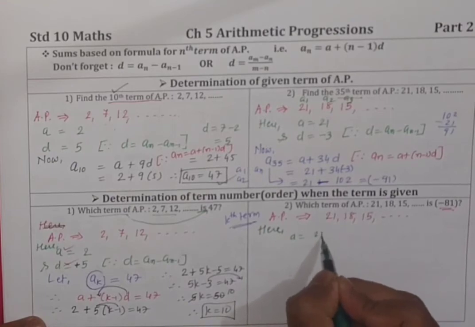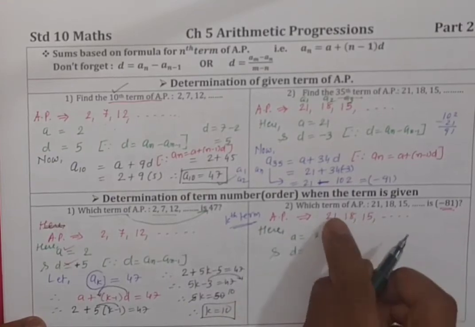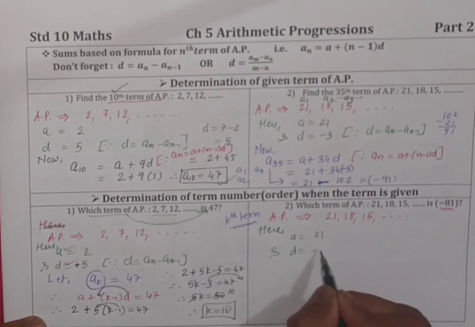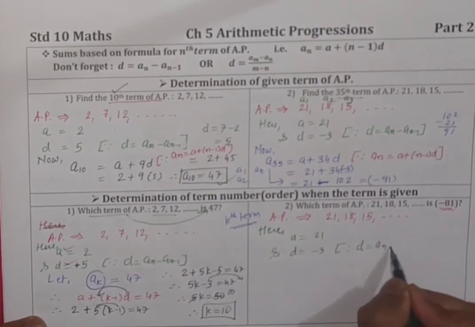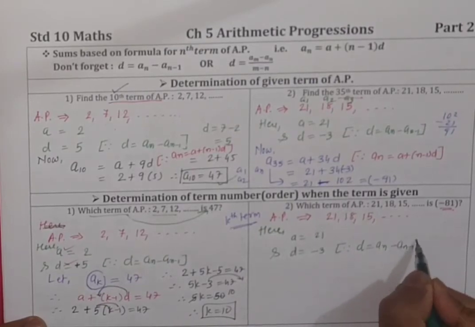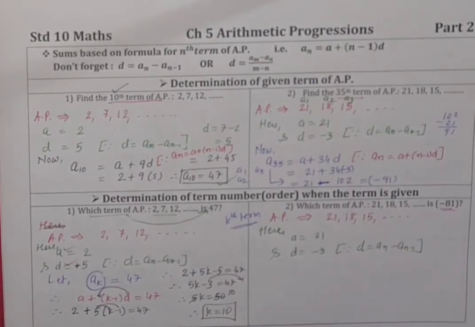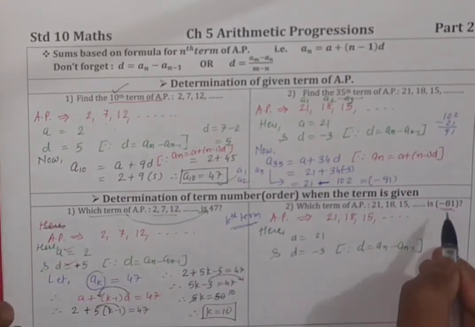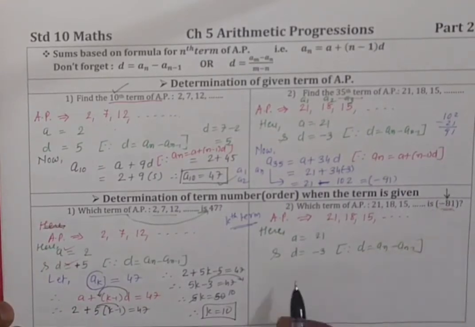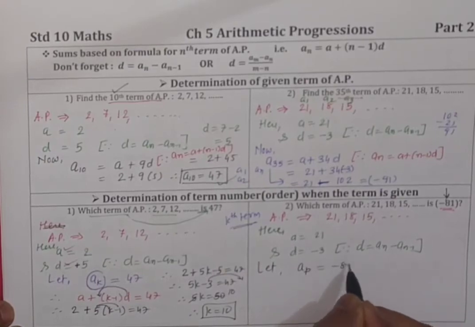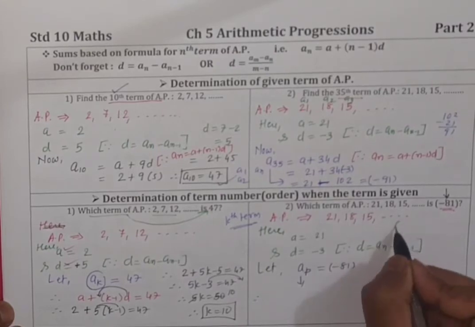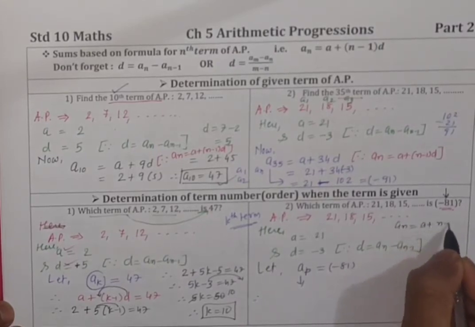Here A is equal to 21 and D is equal to 18 minus 21 or 15 minus 18, that is minus 3, because D is equal to any term minus the previous term. Correct, children? Okay. Now we don't know which term number this is. Let the pth term, that is AP, be equal to minus 81. Alright. Now the formula, you know, is AN is equal to A plus N minus 1 D.